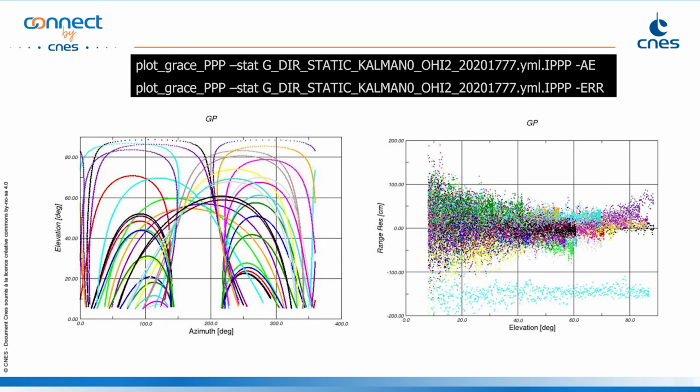We also have the possibility to analyze the residuals of GNSS measurements as a function of time or as a function of the elevation of the satellite. To do so, we have to use the ERR option, which also allows us to identify a set of suspicious data, in this case colored in blue.